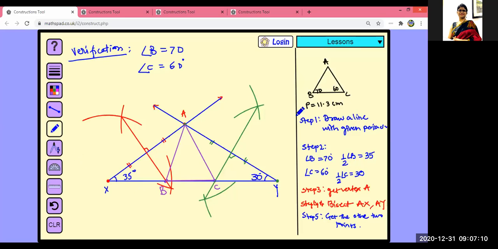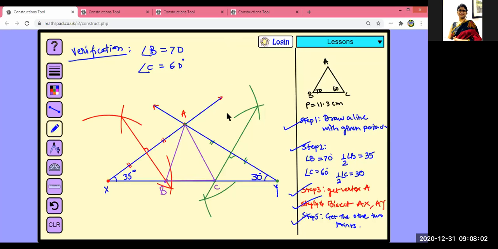Step 1, draw the line which is given, draw the perimeter which is given, draw the base. Okay, step 2, draw the angles at the end points and the angles should be half of the given angles. Step 3, the point where these two lines from step 2 intersect, that is the vertex. So step 3, get the vertex. Step 4, bisect those two sides, and the points where the bisectors meet the base give us the other 2 points. So get the other 2 points and join them to get the final construction. Okay, that was a quick recap.